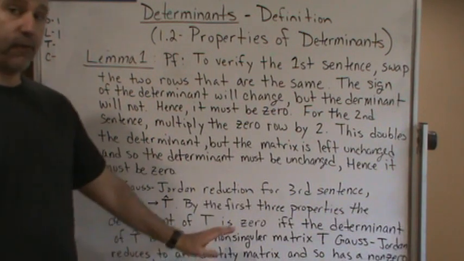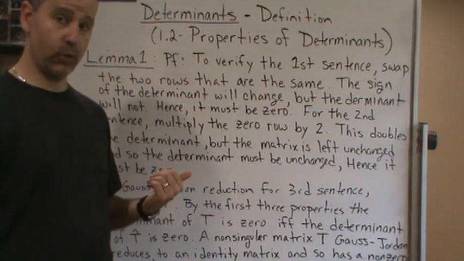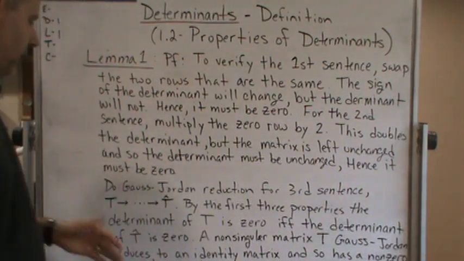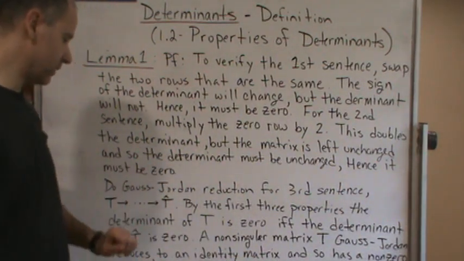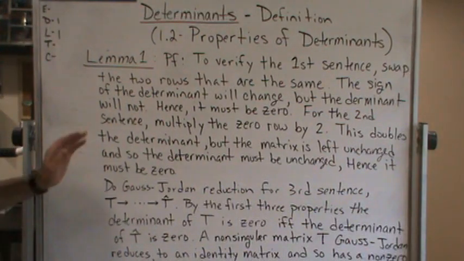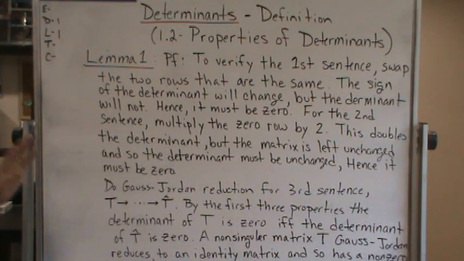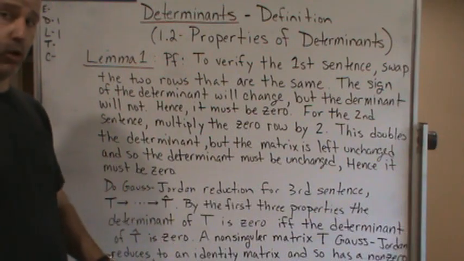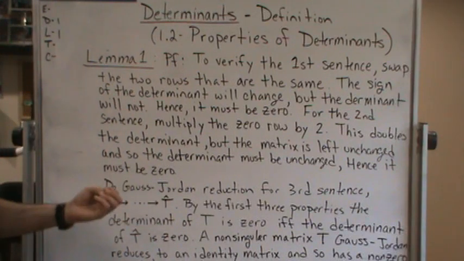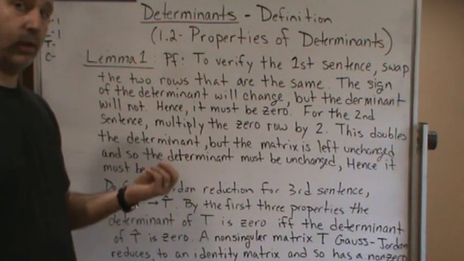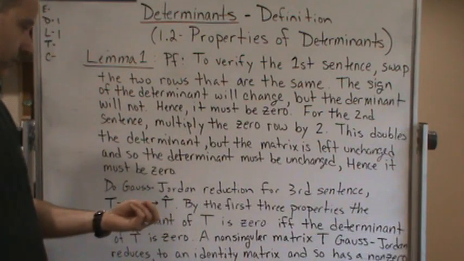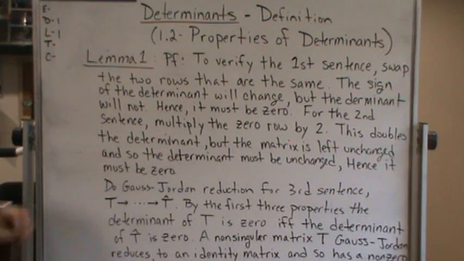Now, it's an if and only if, so let's do the contrapositive to go the other direction. I don't have it written here, but I'll just say it, and you write it down. If the matrix is singular and you do Gauss-Jordan reduction, then you're going to end up with a 0 row. And if you end up with a 0 row, you're going to end up with a 0 determinant. And so that proves the result of sentence 3.